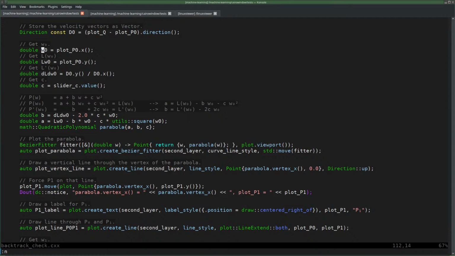Okay, so we have a double zero, the x value of point P0. And L at W is then the y value of that point. And the derivative is then, hopefully this, right?